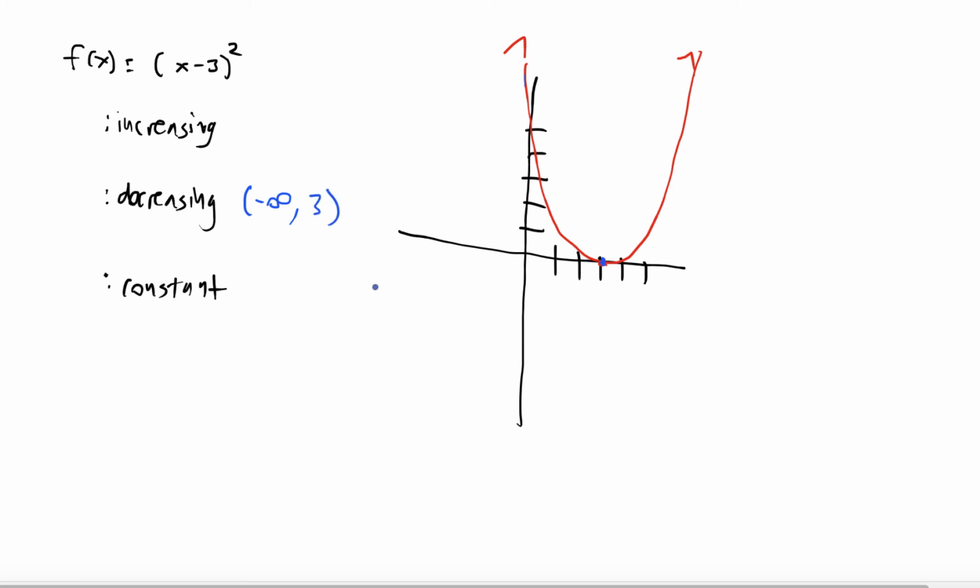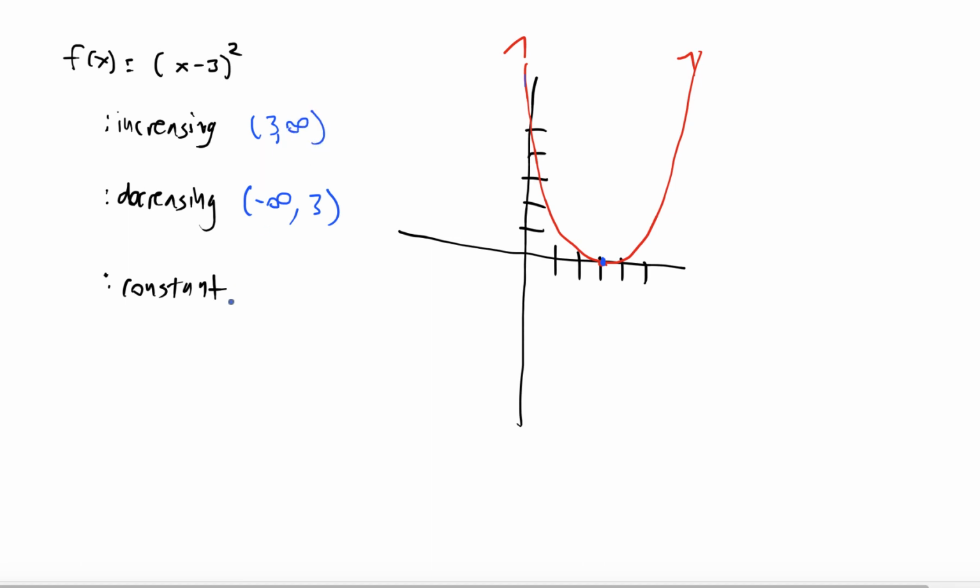Now notice what happens as we start getting larger again. From this point, as we move left to right and follow the graph, notice what is happening to the y values. The y values are getting larger. That means the function is increasing from 3 to infinity.